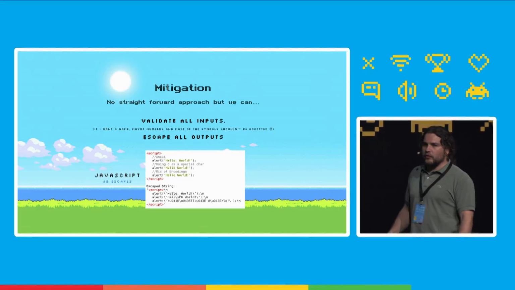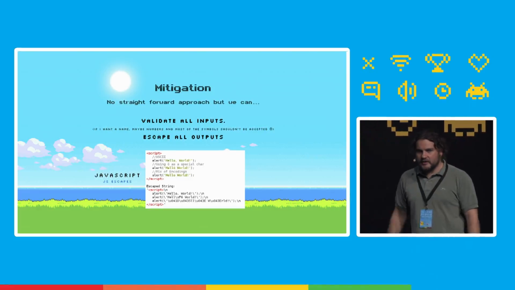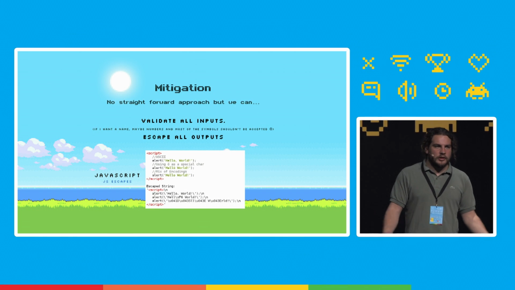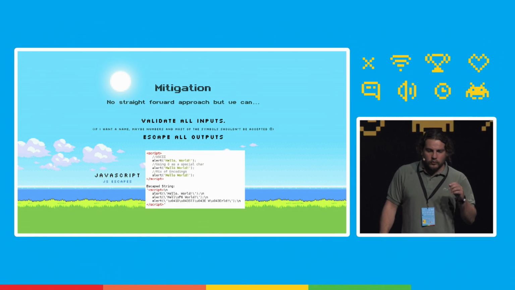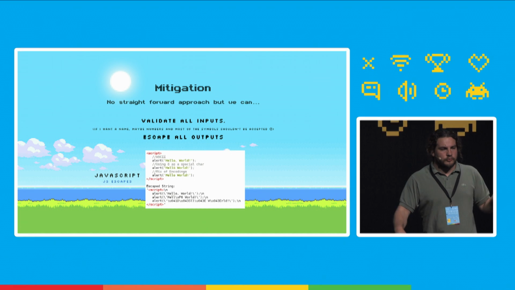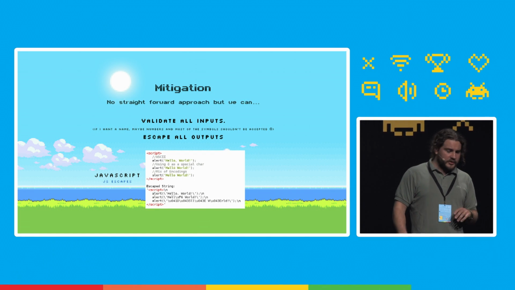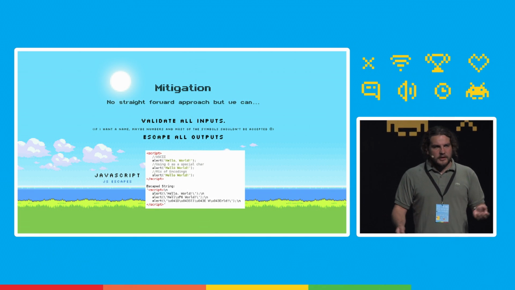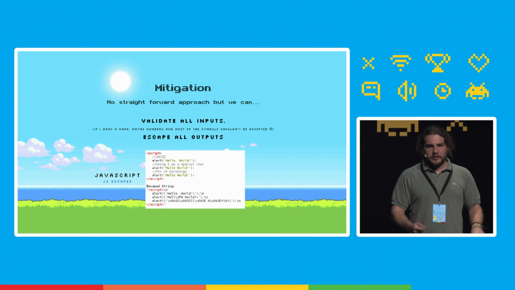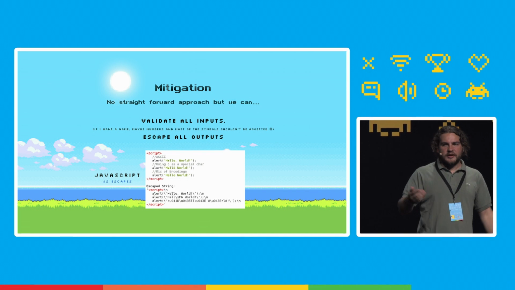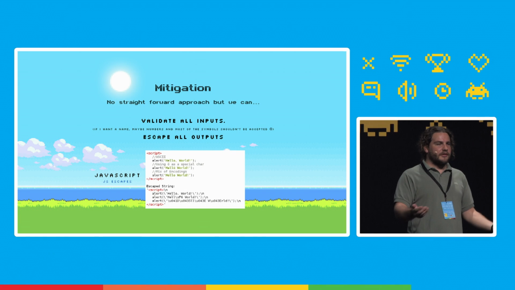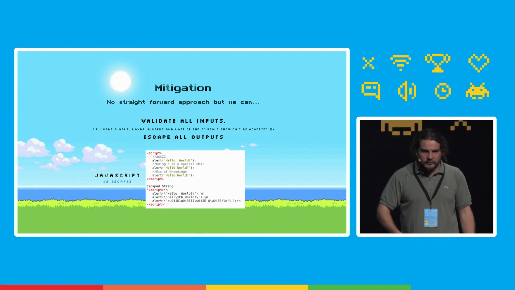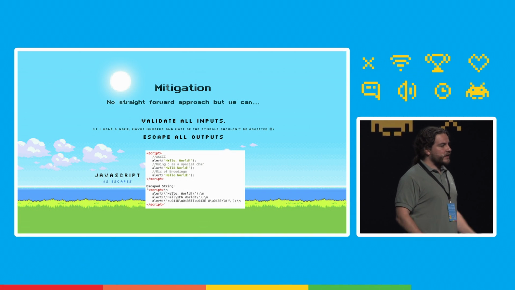So mitigation. There is no straightforward approach for fixing XSS right now, but we can do a lot of stuff to prevent it. So I'm talking about validating all the inputs first. Classic example: if I want a name or a number, a telephone number, why should I accept letters and symbols on a telephone number? Just be greedy and deny all that.